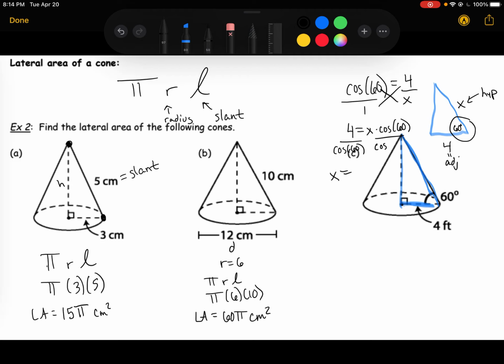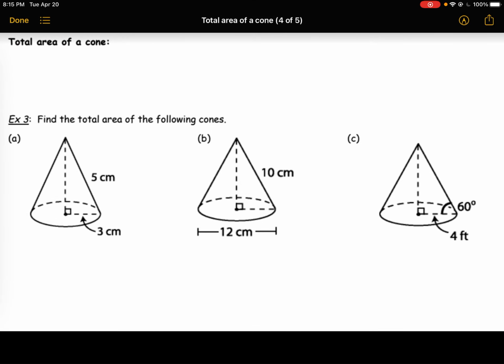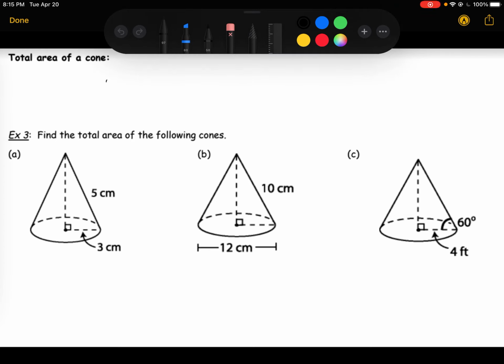So punch that into our calculators here. That should give us an answer of 8. So x equals 8, which means this length here, this slant, is 8. Nicely, we have solved for our slant. So pi times r times slant, pi times 4 times our slant length of 8. We end up with 32 pi feet squared as our lateral area.